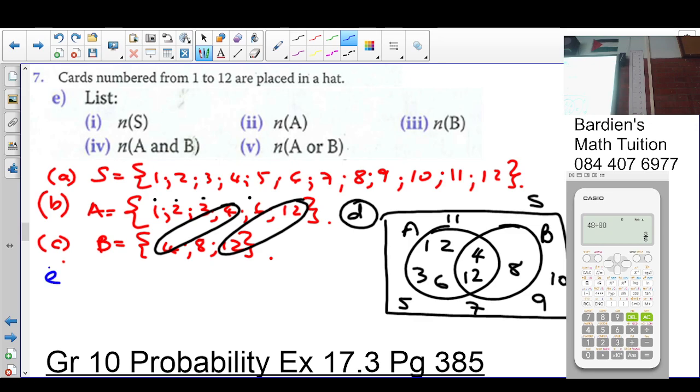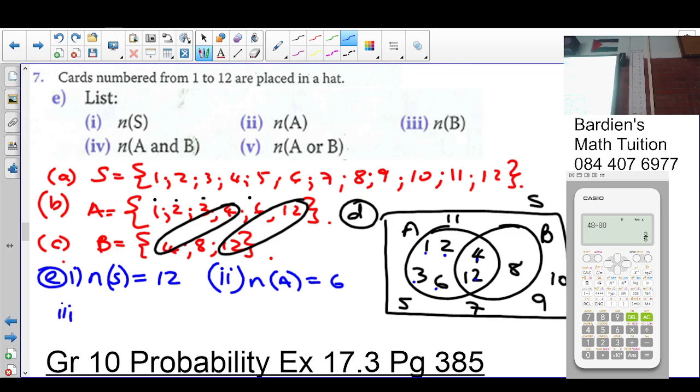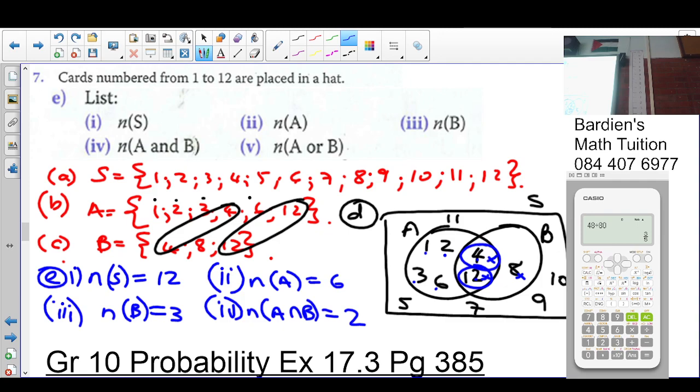E. They ask you the number in S. How many is in S? 12. That's number 1. Number 2, the number in A: 1, 2, 3, 4, 5, 6. The number in A is 6. Number 3, the number of elements in B is 3. Number 4, the number in A and B is 2.